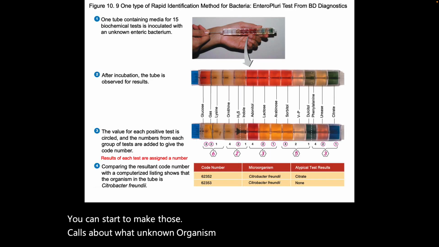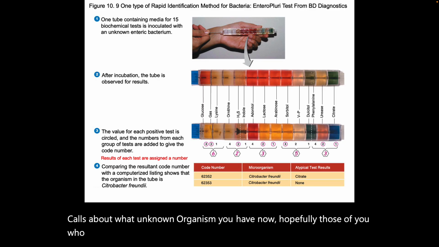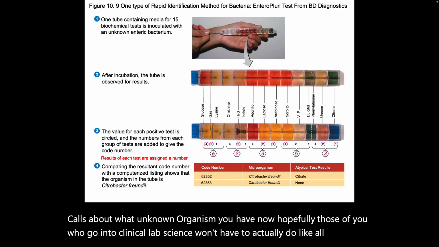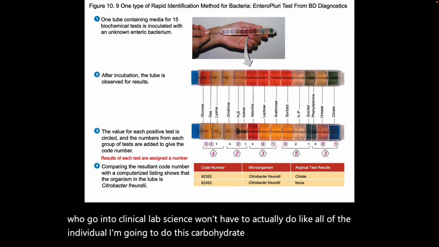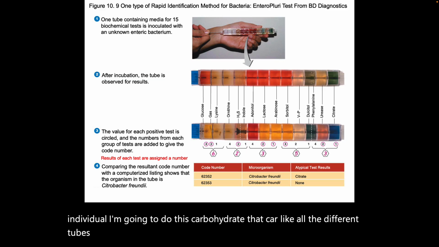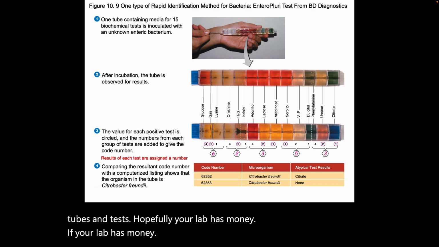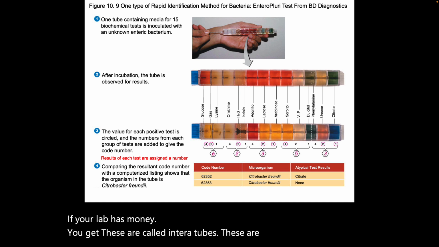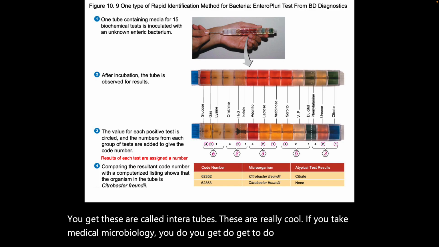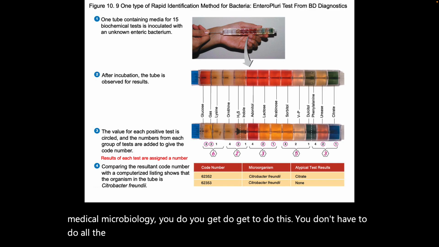Now, hopefully those of you who go into clinical lab science won't have to do all of the individual carbohydrate tests and all the different tubes. Hopefully your lab has money. If your lab has money, you get these. These are called Enterotubes. These are really cool. If you take medical microbiology, you do get to do this. You don't have to do all the individual biochemical tests.